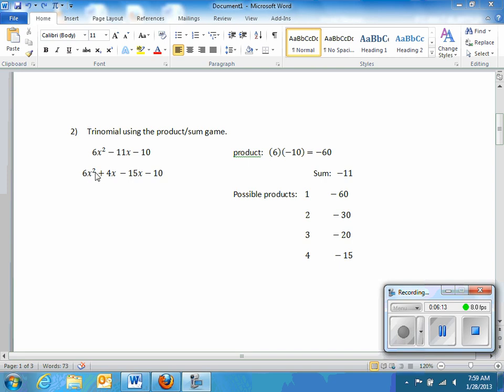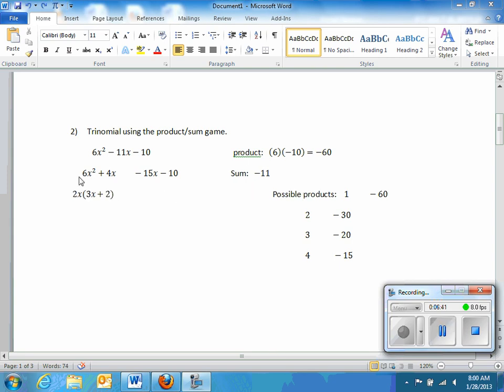You'll want to separate these into two groups now. We'll put the 6x squared and the 4x in one group, the negative 15x and the negative 10 in another group. What you'll do next is pull out the GCF from each group individually. When you do them, you have to be careful, though, because you'll want your leftovers, the terms in parentheses, to match.